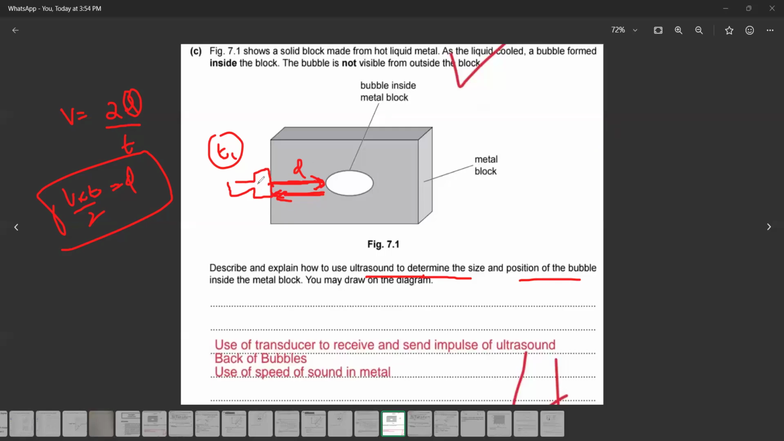So you have the source of ultrasound, which converts electrical energy into sound energy and sends the ultrasound, sound waves higher than 20,000 hertz, and it bounces back. We record how much time it takes to return. So the speed of the ultrasound in the metal multiplied by the time it takes to return, divided by 2, gives us the distance of this bubble from the surface.